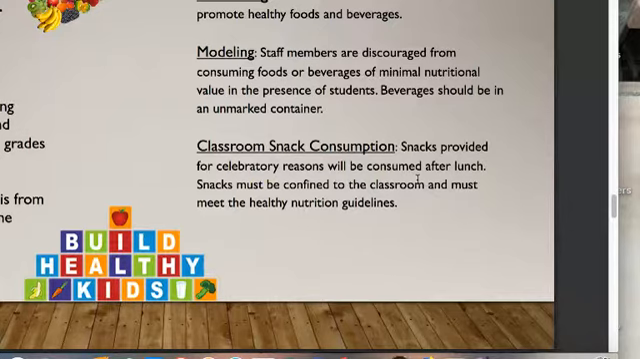And then classroom snack consumption. If it's for celebratory reasons, it must be done after lunch. Snacks that are provided by the school need to meet those healthy guidelines if they're before 4 p.m. And snacks need to be confined within the classroom. If students bring those from home, they do not have to meet the Healthy Guidelines Act, but parents are encouraged to pack snacks that the kids bring that are healthy.